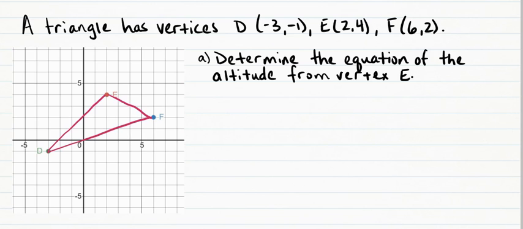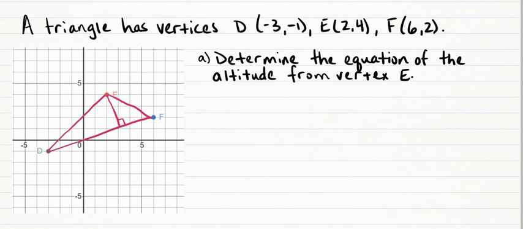And when we're talking about the altitude from vertex E, the altitude will go from vertex E and will connect to the opposite side at a 90-degree angle. So not necessarily at the midpoint, like a median would connect from vertex E to the midpoint. We want to make sure that we're connecting vertex E to side DF at a 90-degree angle. That's the important part of an altitude. So an altitude of a triangle connects one vertex of a triangle to the opposite side at a 90-degree angle.